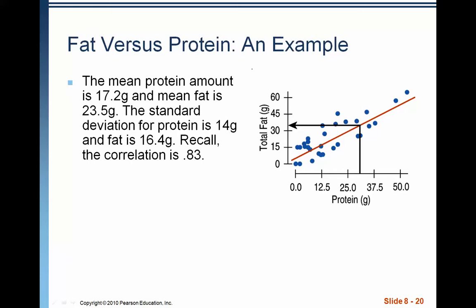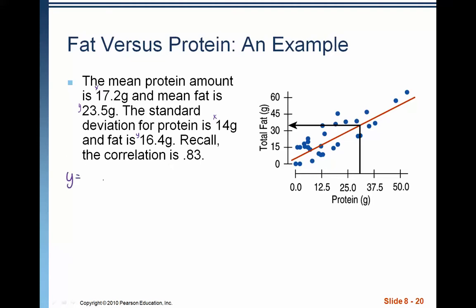The mean protein content is 17.2, right? That's our x. And the fat is 23.5. That's our y. The standard deviation for protein is 14 grams. That's our x. And the fat is 16.4. That's our y. And if you remember correctly, the correlation is 0.83. So let's find the slope and y-intercept so we can find this line.